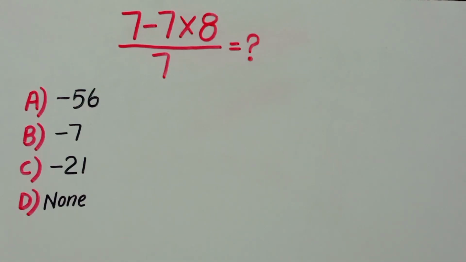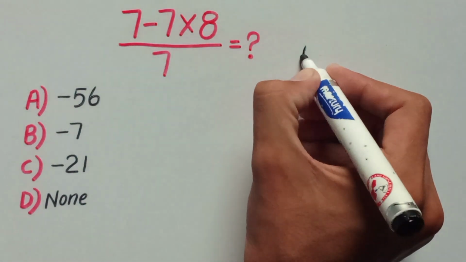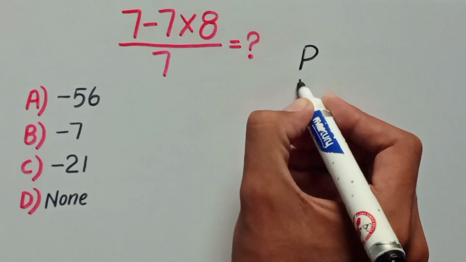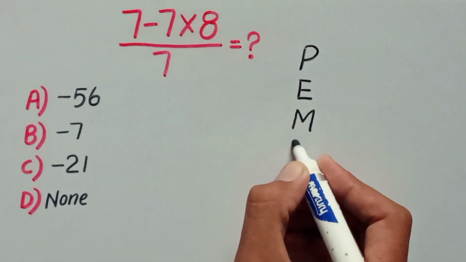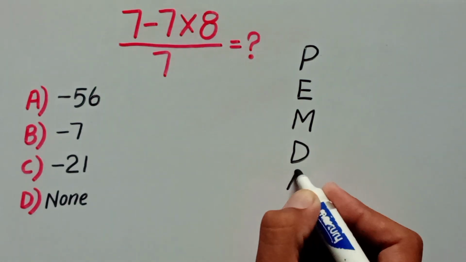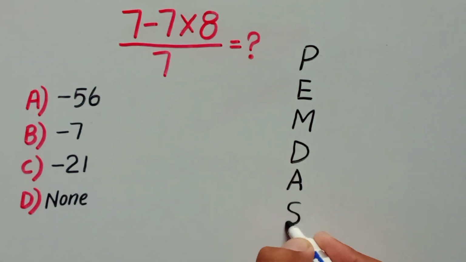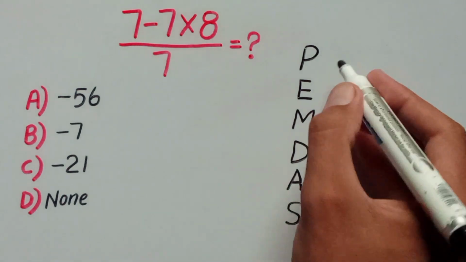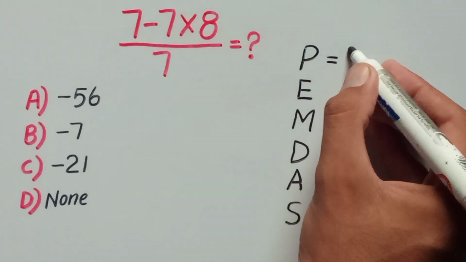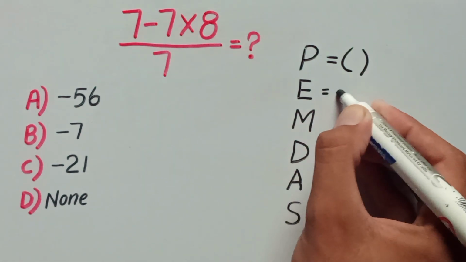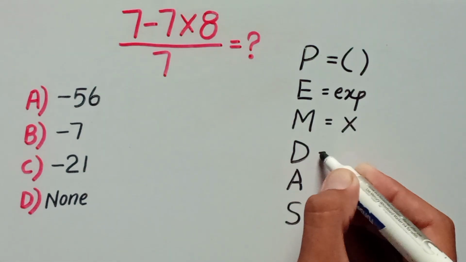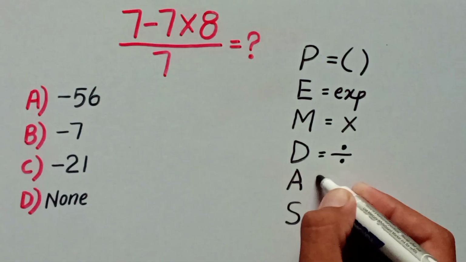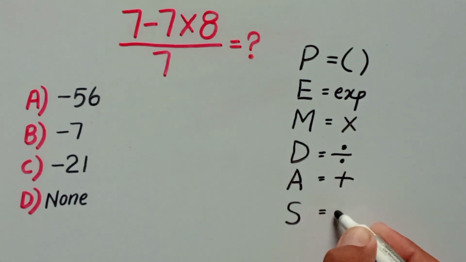So guys, before starting the question, I want to tell you the basic order of operations rule, which is called PEMDAS, where P stands for parentheses, E stands for exponent, M stands for multiplication, D stands for division, A stands for addition, and S stands for subtraction.